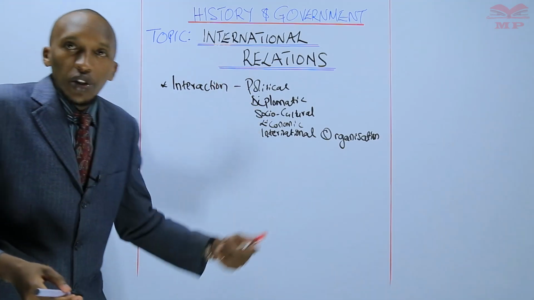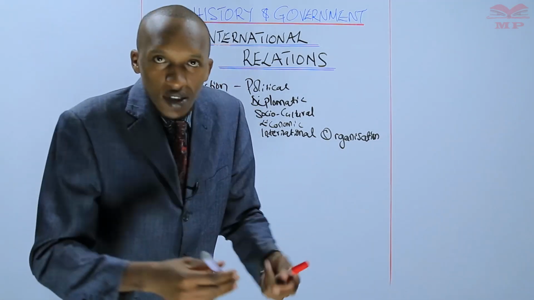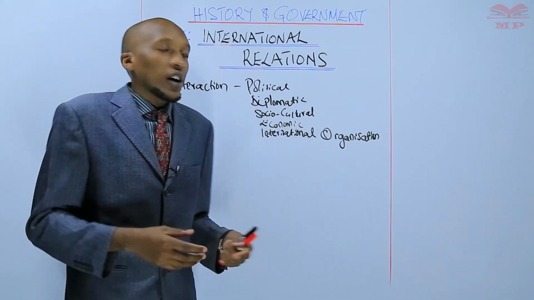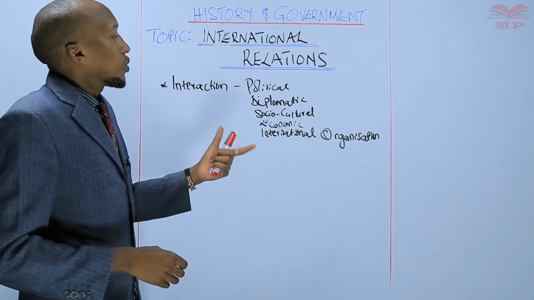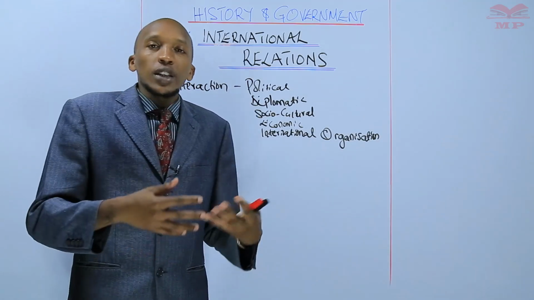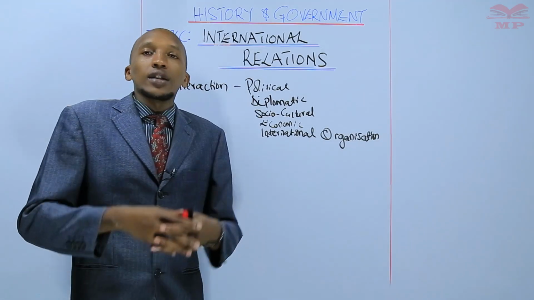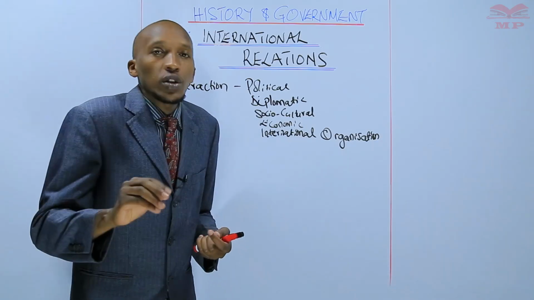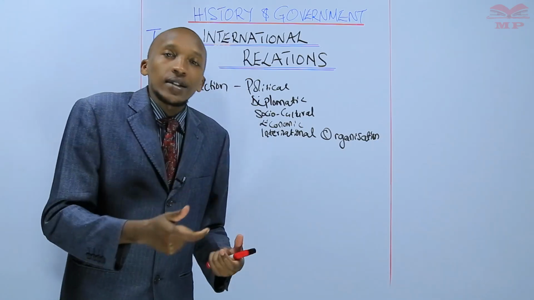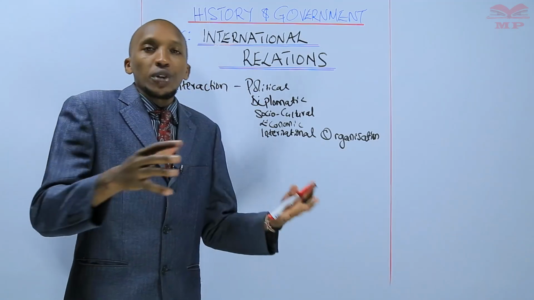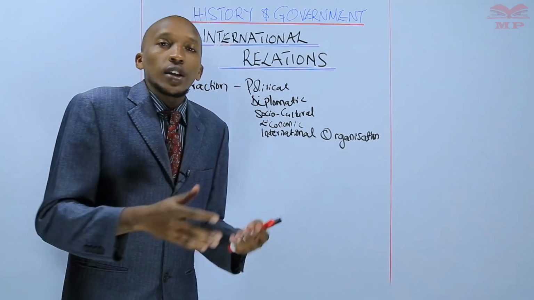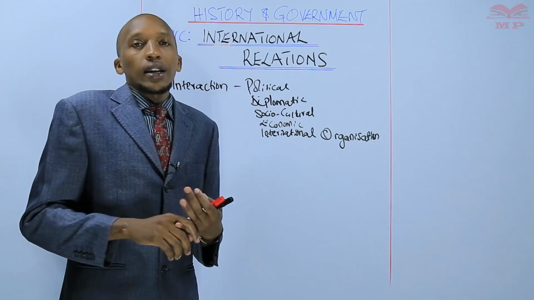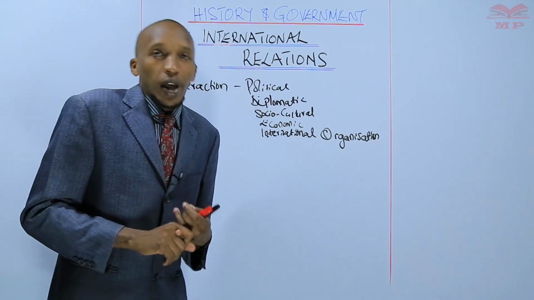So these are the different methods in which independent states or sovereign states interact with one another, and we have discussed them in detail. Then we made a step further and started to look at the different international organizations. We said an international organization is an organization that has membership drawn from many countries and across different continents. We gave examples like the UN and the Commonwealth.